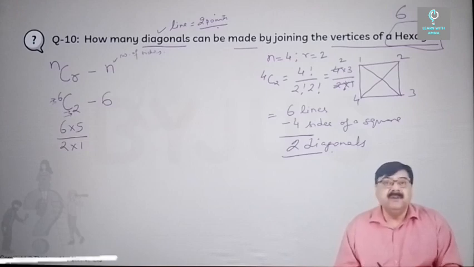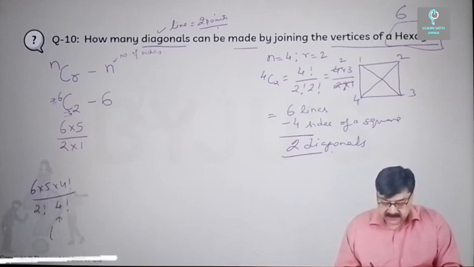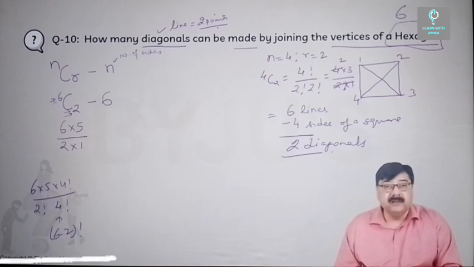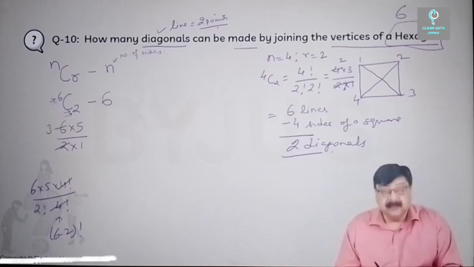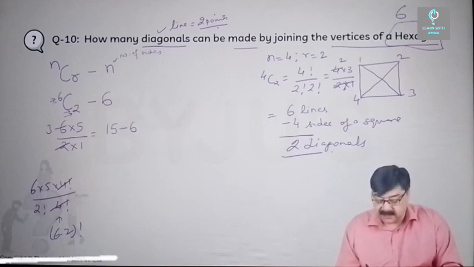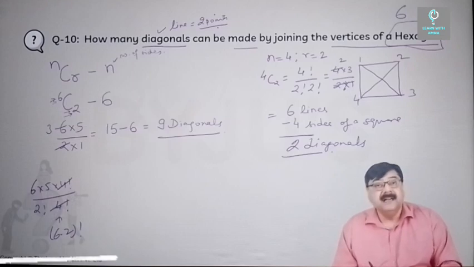Or else, if you want to get into details, then let it be 6 into 5 into 4 factorial by 2 factorial into 4 factorial. 4 is 6 minus 2 factorial. So anyhow, the 4 factorials will cancel. So this cancels, goes by 3. So this is 15 minus 6, because a hexagon is a 6-sided figure. So you will get 9 diagonals which exist in a hexagon.